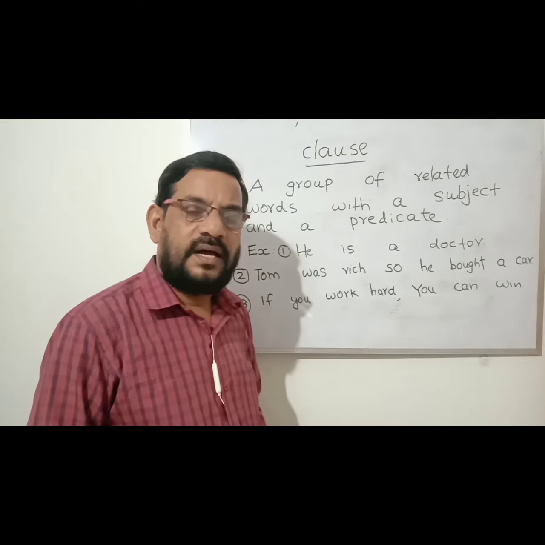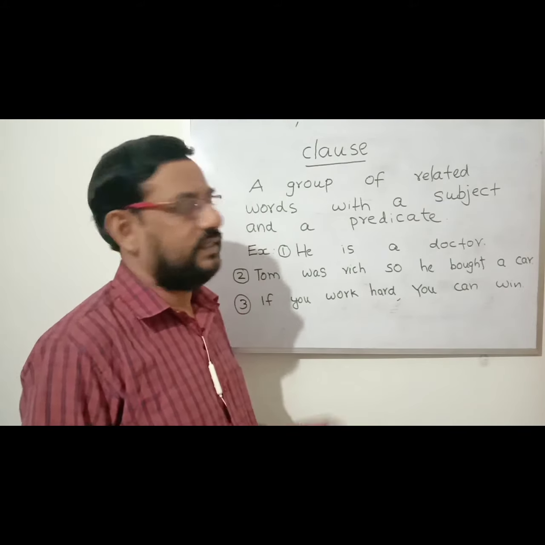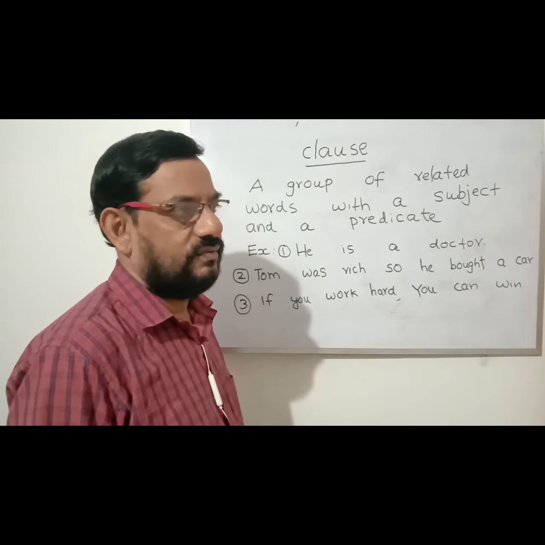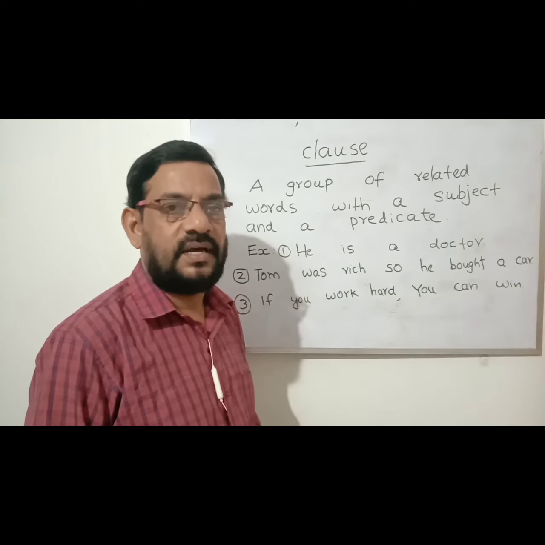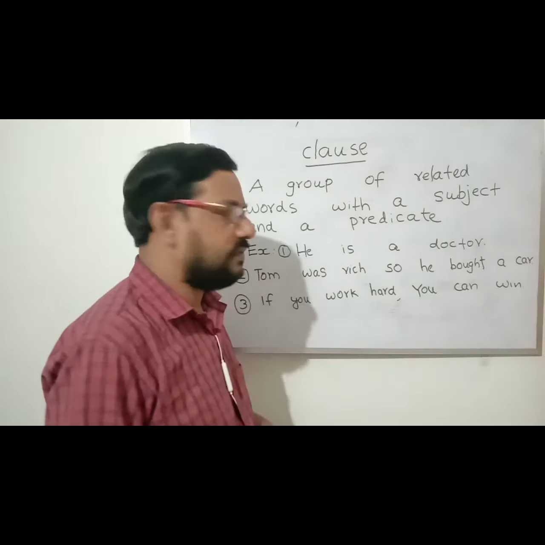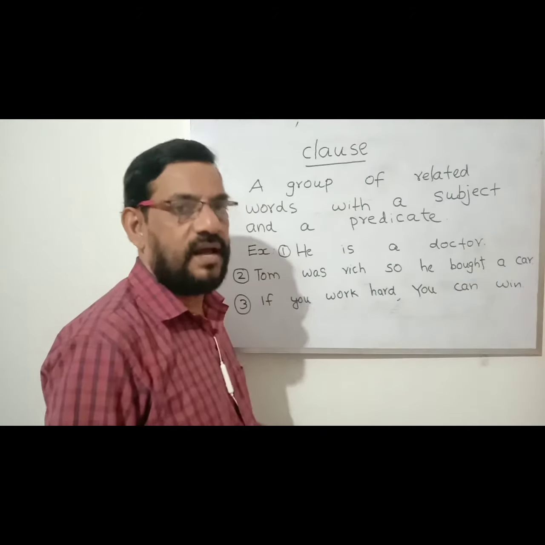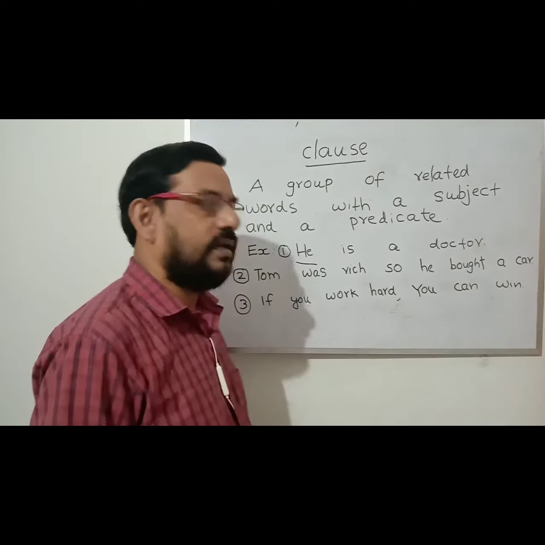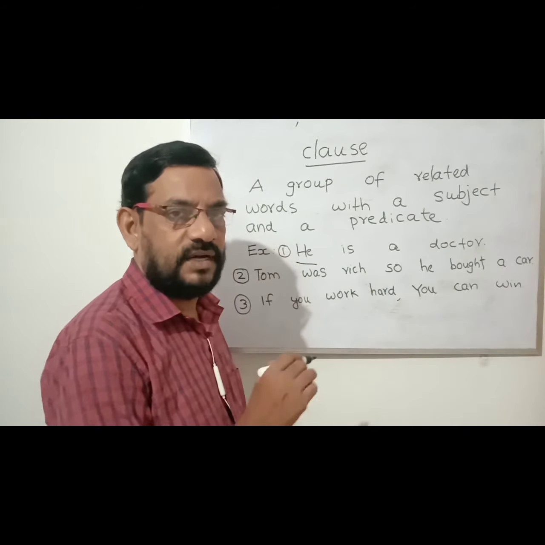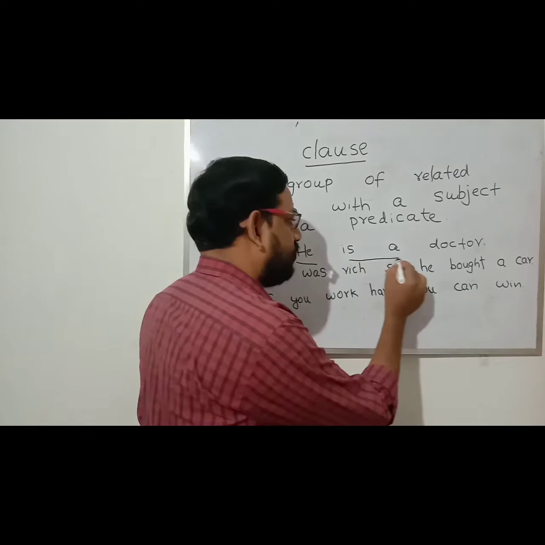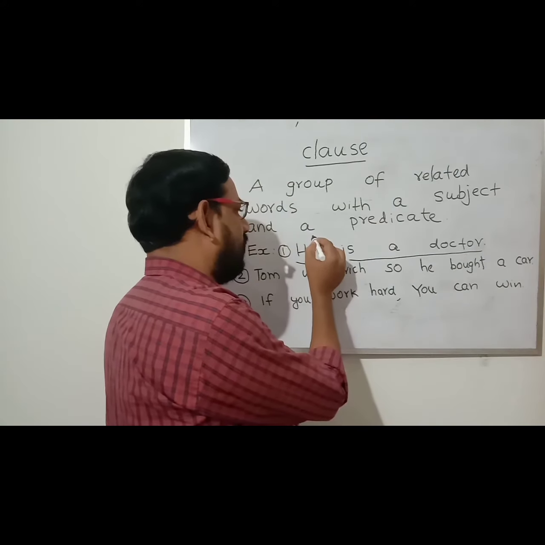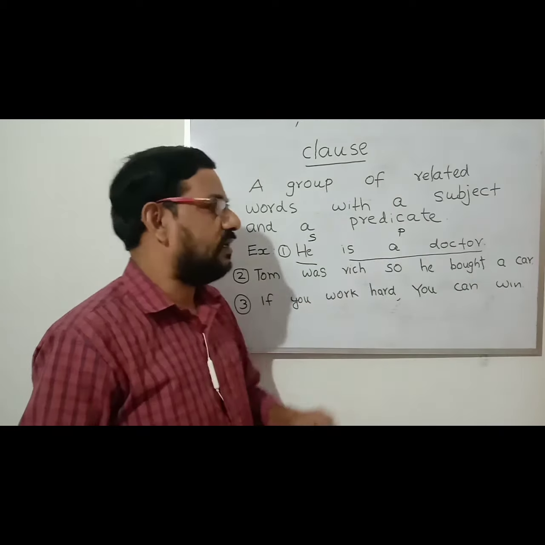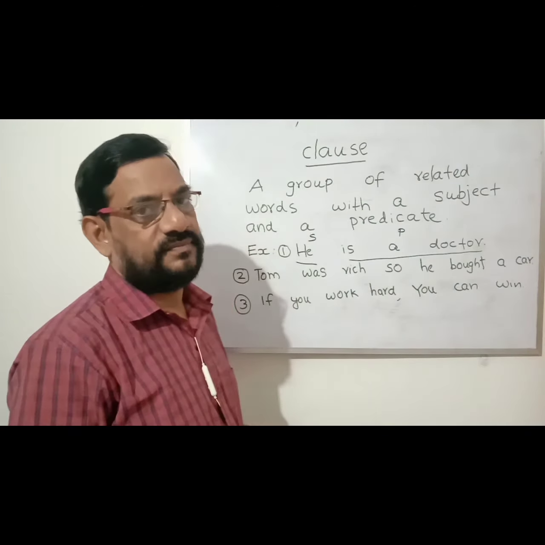Now we can check whether this group of words contains the essential elements. What are the essential elements? Subject and predicate. Is there a subject in this? He is a doctor. Yeah, he is the subject. What is the predicate? The verbal group, the part of the verb. Is a doctor. So he is the subject, is a doctor is the predicate. Subject is there, predicate is there. So this is a clause.